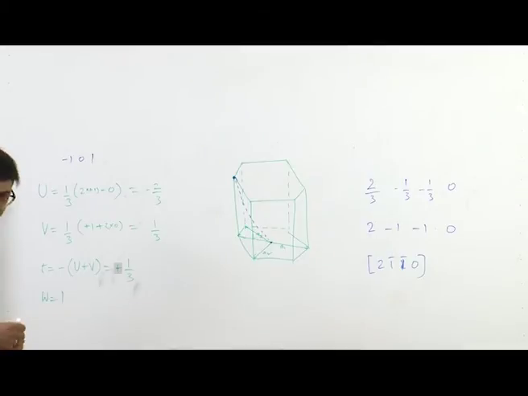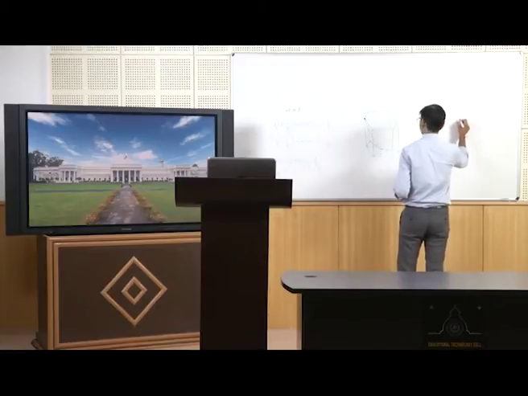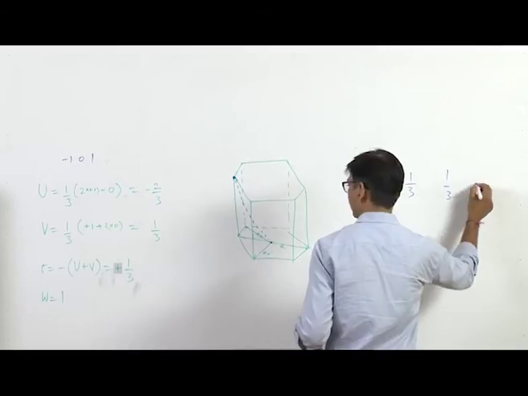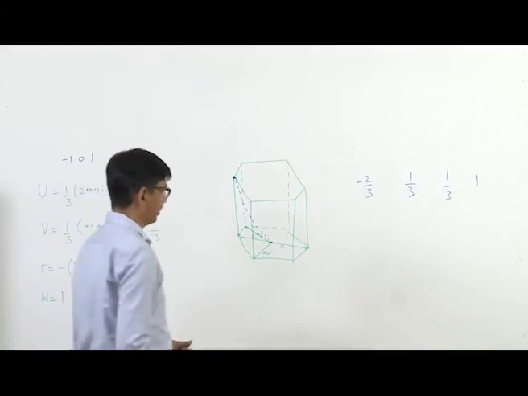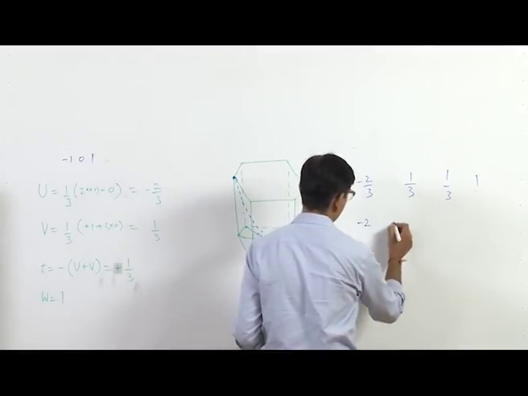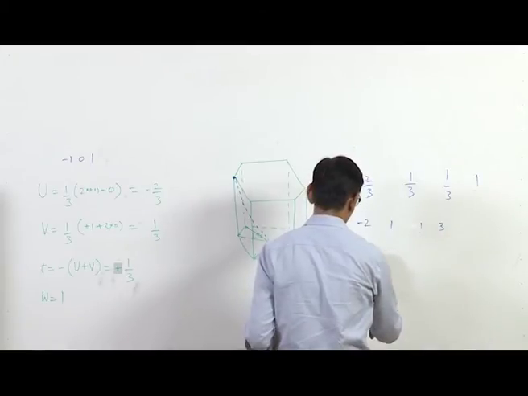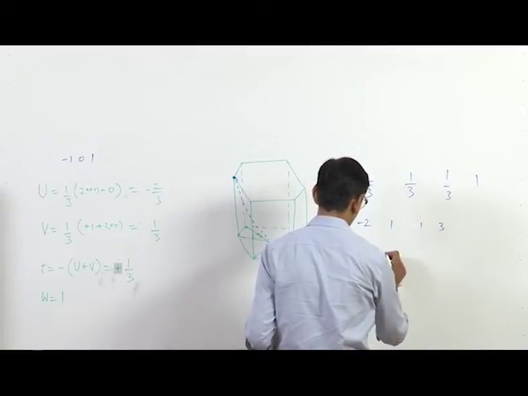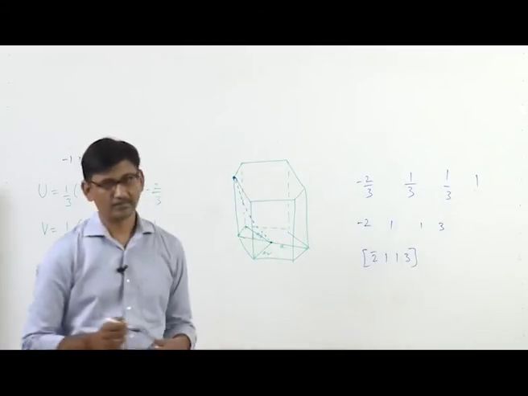So now again we can write it there, so it is minus 2 by 3, 1 by 3, 1 by 3 and 1, okay. So now again I will take the integer, I will multiply the whole thing by 3, so it will become minus 2, 1, 1 and 3. So this particular direction is minus 2, 1, 1, 3, okay.